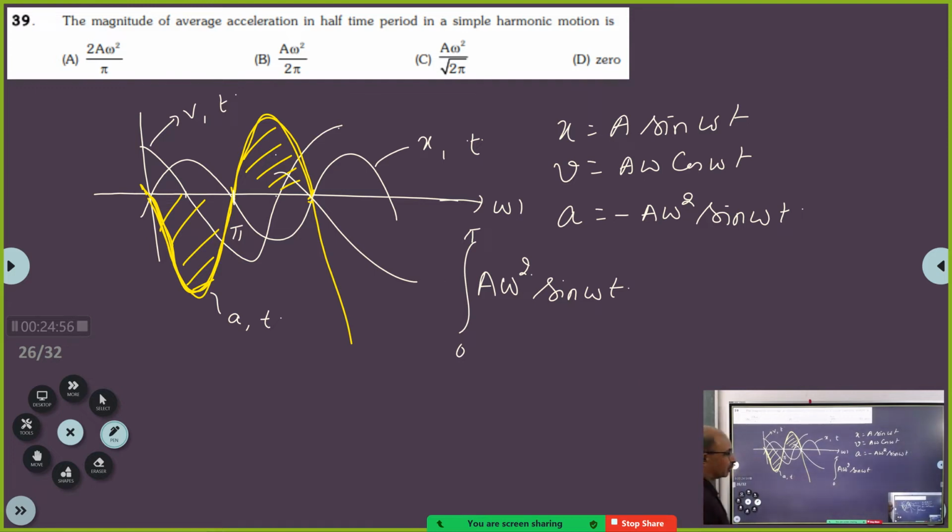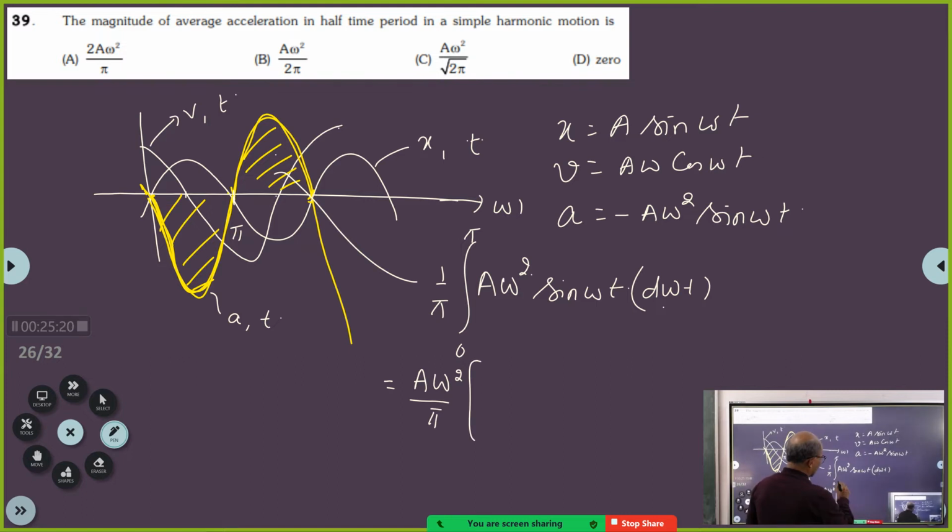Correct? Then d omega t. Right? Then what is this distance from here to here? It is pi. So 1 over pi. This is the average: area by this distance gives you the average. So integrate this. If you integrate this, you are going to get a omega square by pi coming out, and if you integrate sin omega t, you are going to get cos omega t, and this is from 0 to pi.